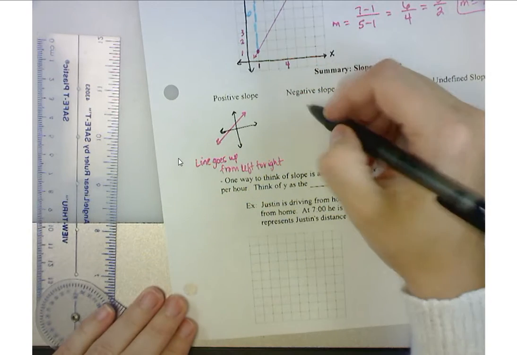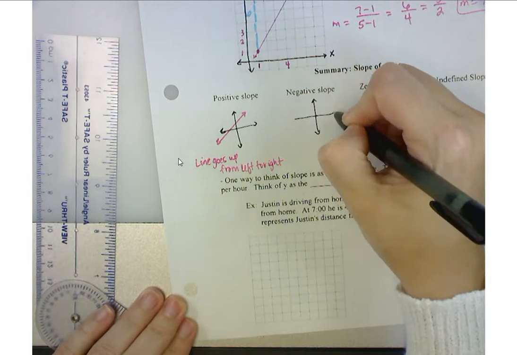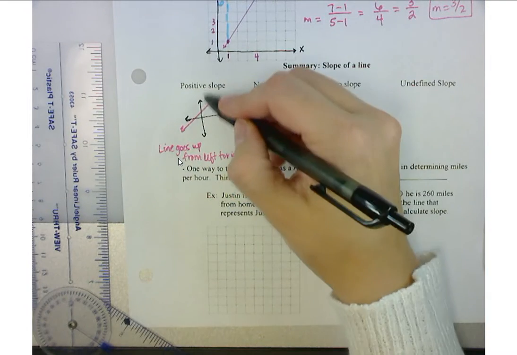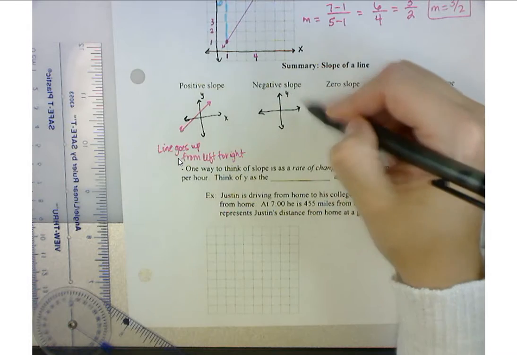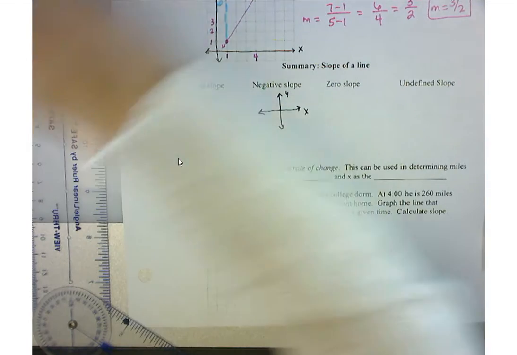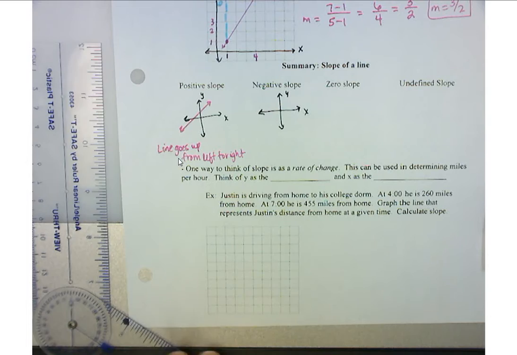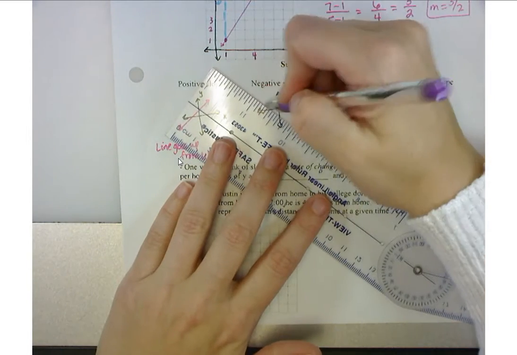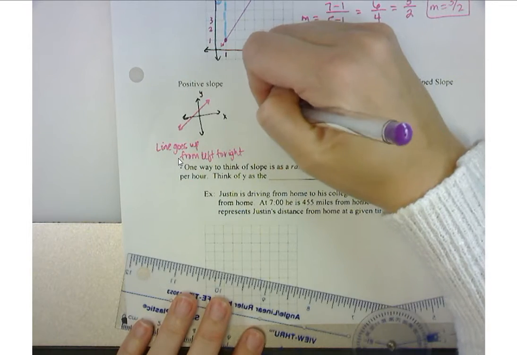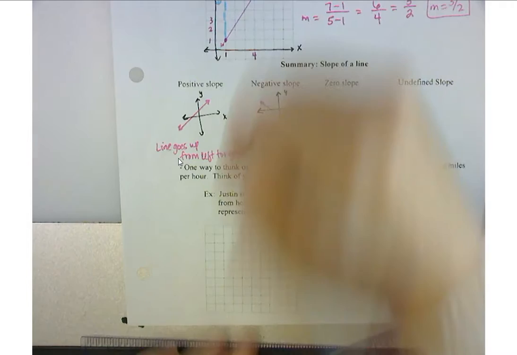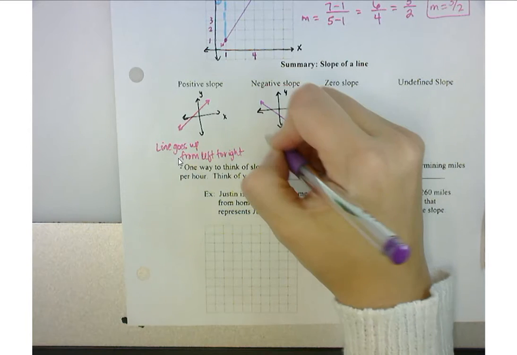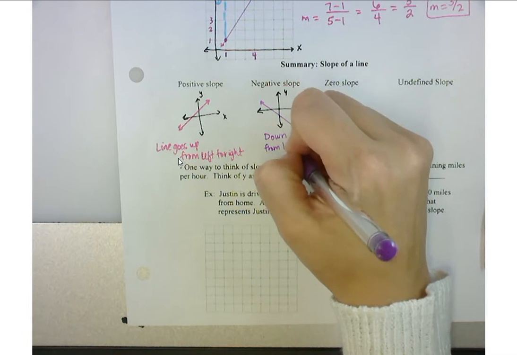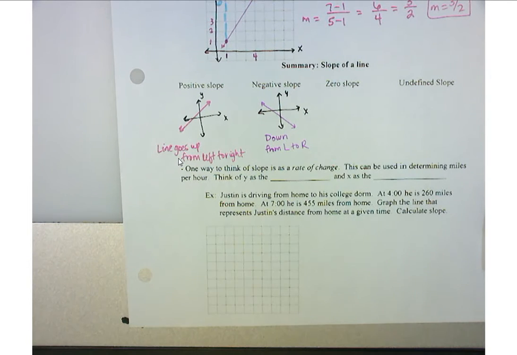Okay, and then for the negative slope, if the positive one goes up from left to right, the negative slope is going to go where? Down from left to right. We'll use a different color for that. So again, it doesn't matter where you put that or how steep it is, as long as it's going down from left to right. So I'm just going to put down from left to right. So L to R is left to right.